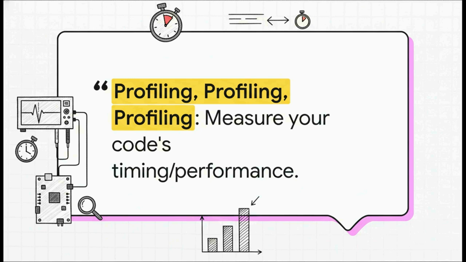So you have to profile your code. Toggle a GPIO pin around a function and put it on a scope. Use the built-in cycle counter. It doesn't matter how you do it, but you must find out where your code is actually spending its time. Optimization without data is just a waste of time.